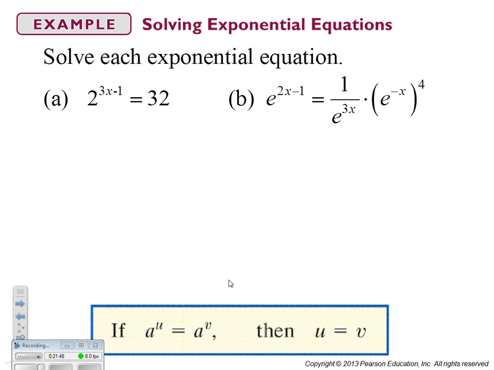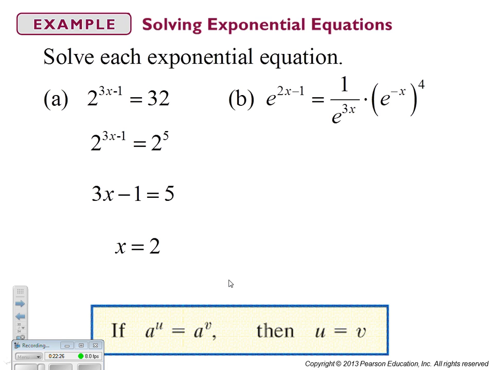For example, if I have 2 to the 3x minus 1 equals 32, I know that 32 is a special number. It is 2 to the 5th power. So if I can rewrite 32 as 2 to the 5th power, then I can just ignore the bases and solve. 3x minus 1 equals 5. So we add 1 to both sides, divide by 3, and we get x equals 2.